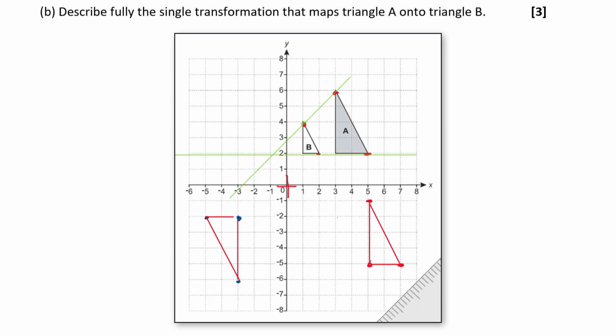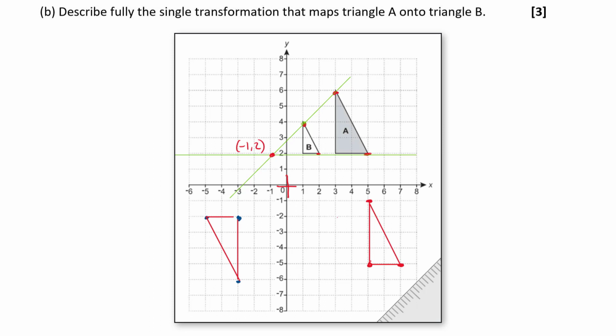In this case, it's this point here, isn't it? And that is the point -1, 2. Okay, so that's my center of enlargement. Now I need to give 3 bits of information. It's an enlargement is one thing. It has a center of enlargement at -1, 2. That's the second thing. And the third thing is going to be the scale factor.